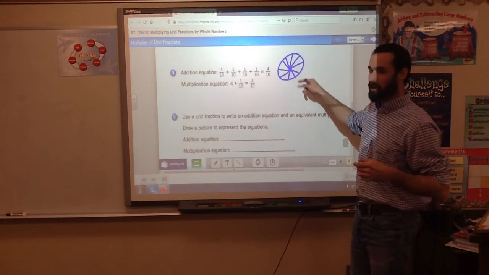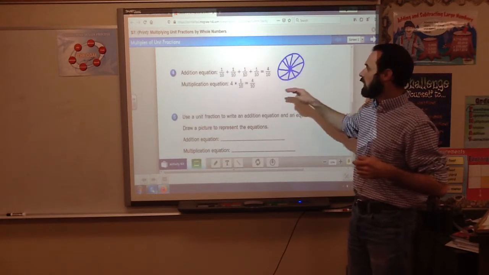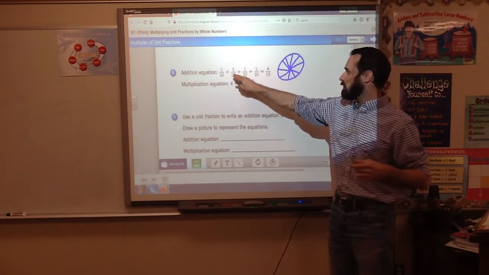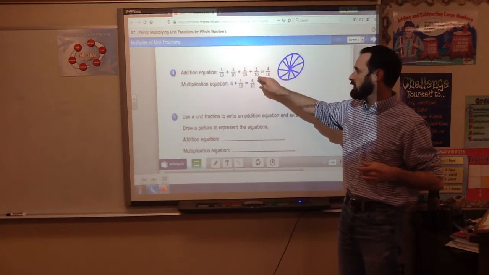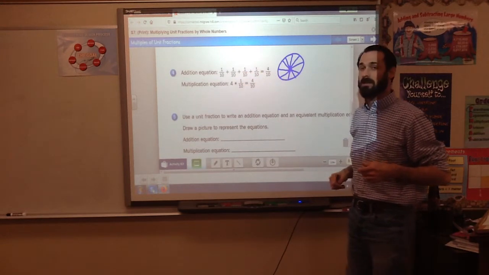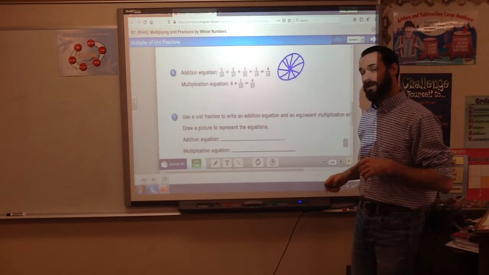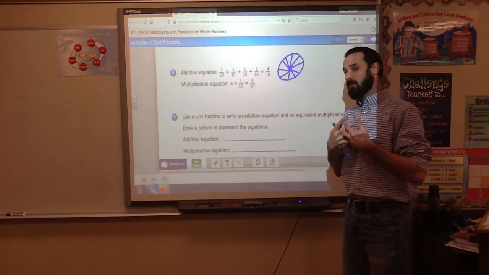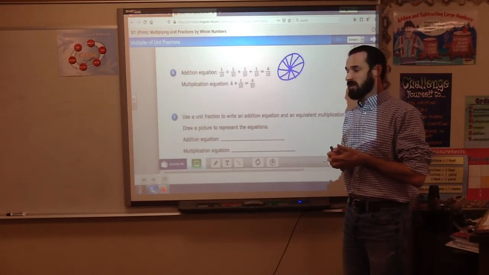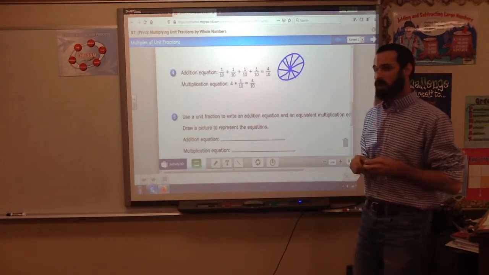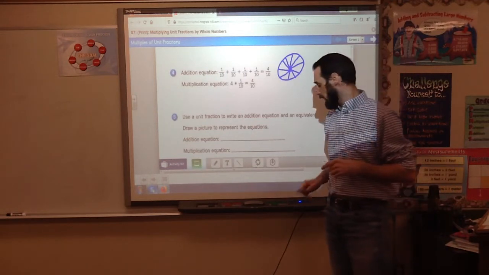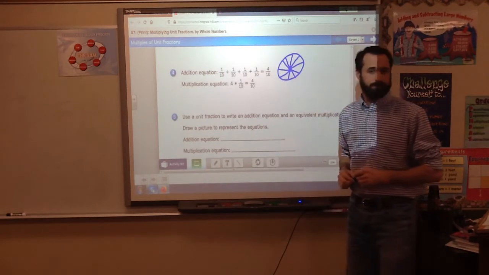So what I'd like to see you do is, using what we did in problem 3, draw me a picture, and I showed you how to make tenths, of what it would look like if you did 1/10 plus 1/10 plus 1/10 plus 1/10, or 4 times 1/10. Go ahead and show me what that would look like. So hit pause, work it through, and when you think you've got it, hit play and you can check your work. I'll do the same thing. All right, hit pause.